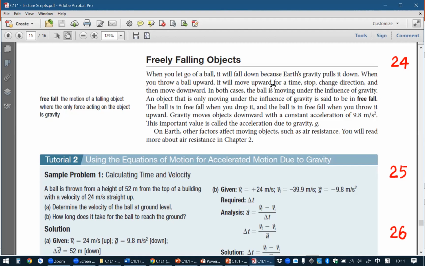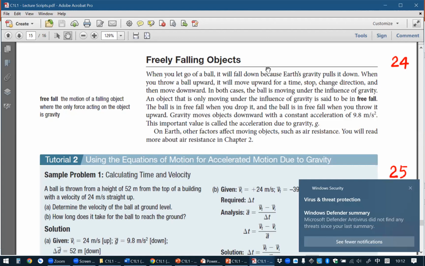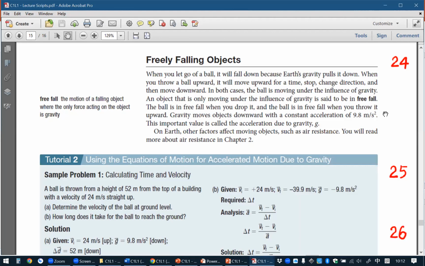The ball is in free fall when you drop it. The ball is in free fall when you throw it upward. Gravity moves objects downward with a constant acceleration of approximately 9.8 meters per square second. The important value is called the acceleration due to gravity, usually denoted by lowercase g.